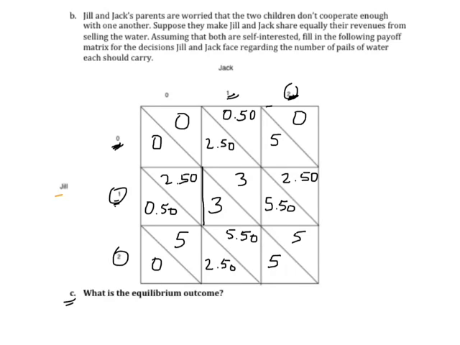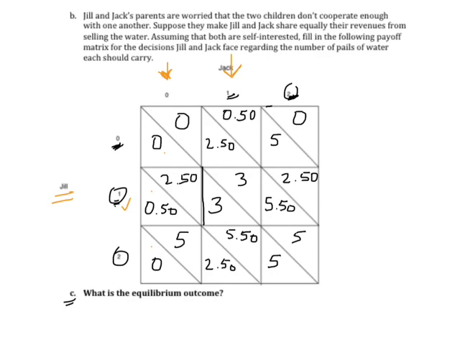All right, let's think it through from Jill's perspective. If Jill thinks that Jack is going to carry down 0 pails, she's going to examine all these payoffs and decide what she's going to do. So if she thinks Jack is going to carry down 0, she could carry 0 and get 0. She could carry 1 and get 5.50, carry 2 and get 0. So she's going to carry 1 pail if she thinks Jack is going to carry 0.